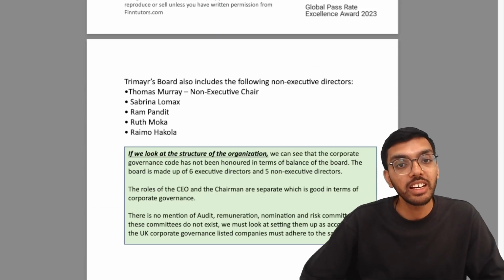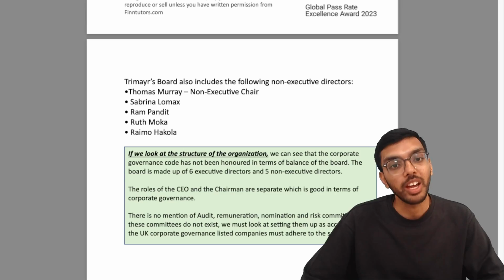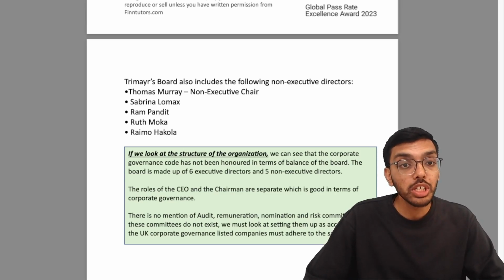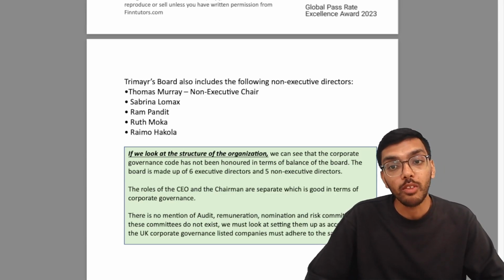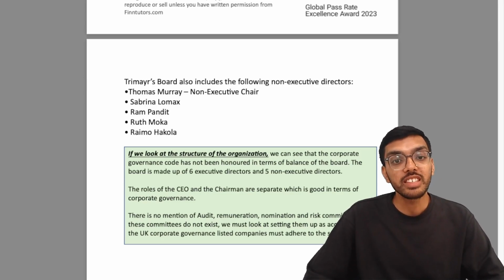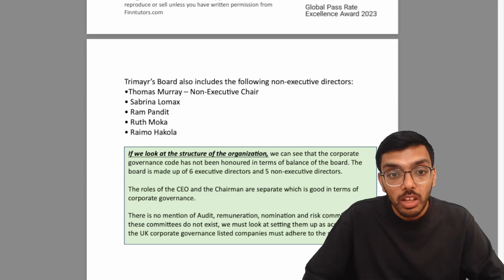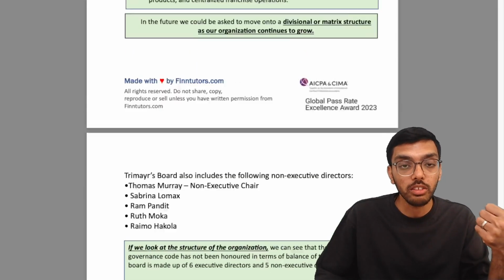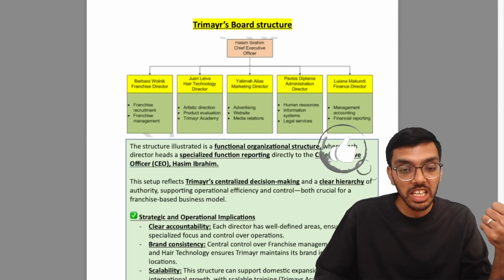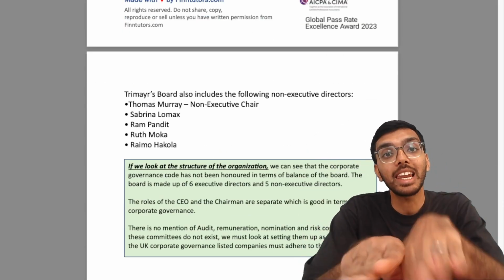They also tell us that we have non-executive directors: Thomas Murray, then there is Sabrina, Ram, Ruth, and Remo. So if we look at the structure of the organization, because corporate governance is an important consideration for us, we can see that corporate governance has not been honored over here in terms of the board balance. There are 6 executive directors, 1 for each department plus CEO, and 5 non-executive directors. So there is imbalance in the board.